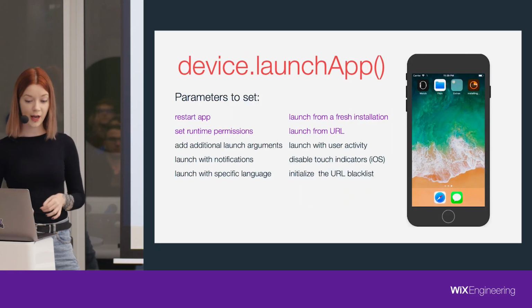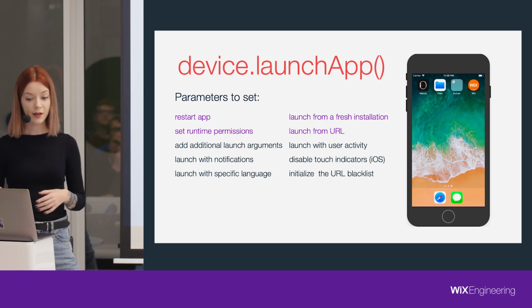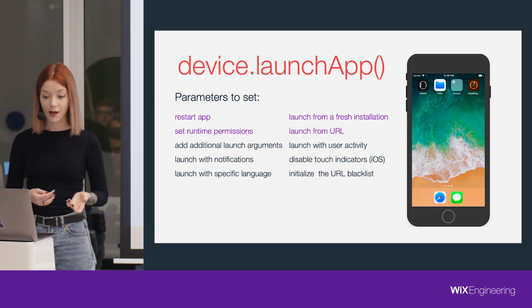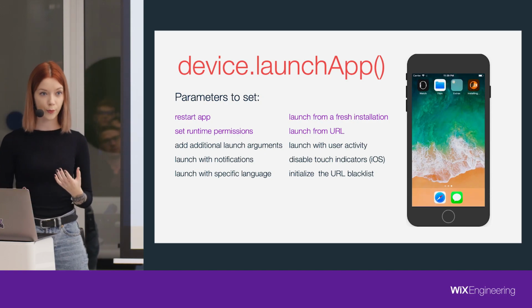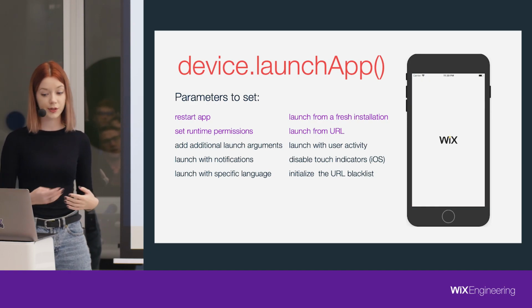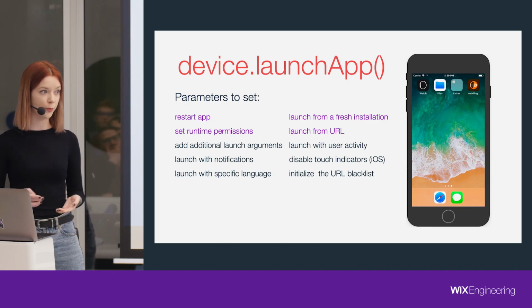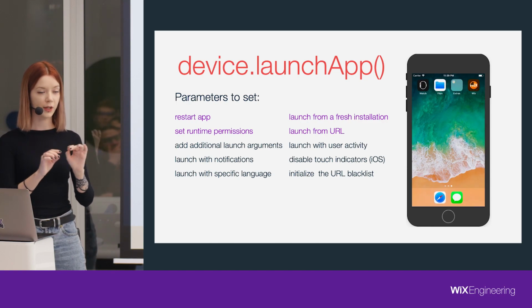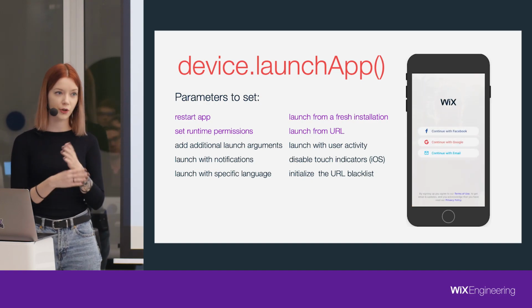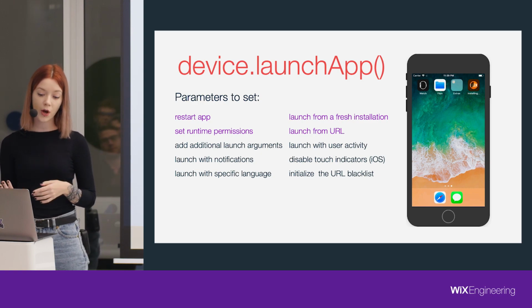So device launch app has 10 different parameters that you can set. Again, I have highlighted the ones that I use mostly. So restart app: whether the app should start from a fresh installation or should just be restarted. Also, should it launch from a URL? For example, when you get some kind of external browser page or invitation with a hyperlink for your application to launch.